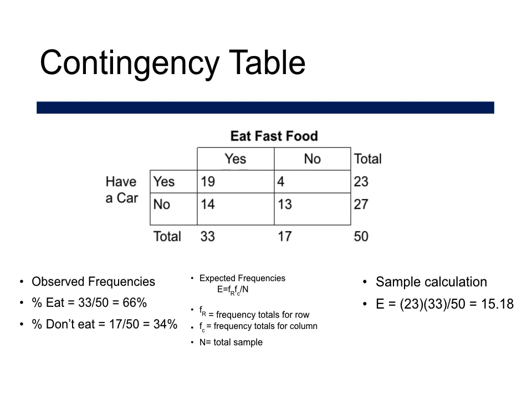If the null hypothesis is true and there is no association between having a car and eating fast food, then we would expect to see the same proportion of those eating or not eating fast food in both groups of car owners. Meaning, of the 23 of those who have a car, 66% should eat fast food, and of the 27 who don't have a car, 34% should not eat fast food. So the expected would be similar to the observed.